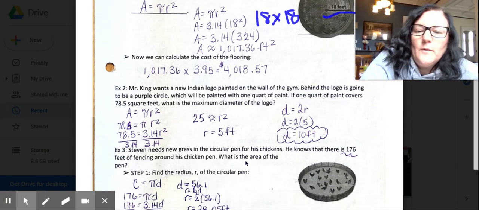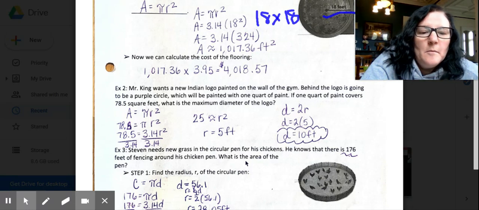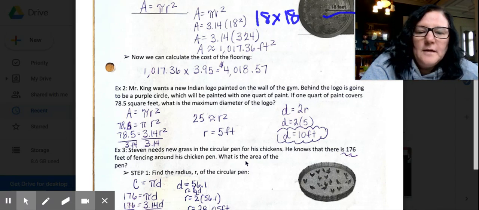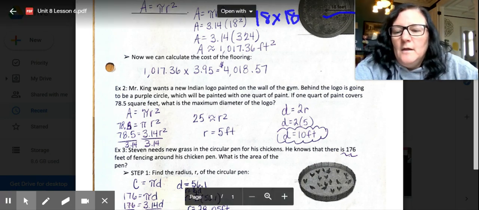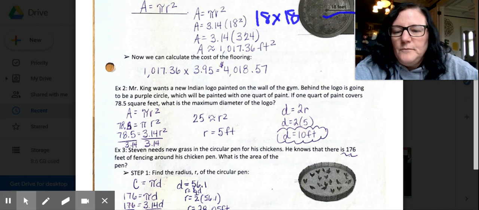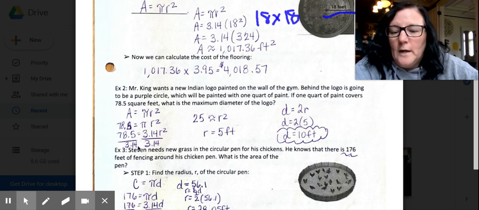All right, Mr. King wants a new Indian logo painted on the wall of the gym. Behind the logo is going to be a purple circle, which is painted with 1 quart of paint. If 1 quart of paint covers 78.5 square feet, what is the maximum diameter of the logo? So what we're going to have to do here is write down our formula, area equals pi r squared, and then let's put in what we know. We know that the area we're working with is 78.5, which is equal to pi r squared. We're going to substitute 3.14 in for pi, so 78.5 equals 3.14 r squared.